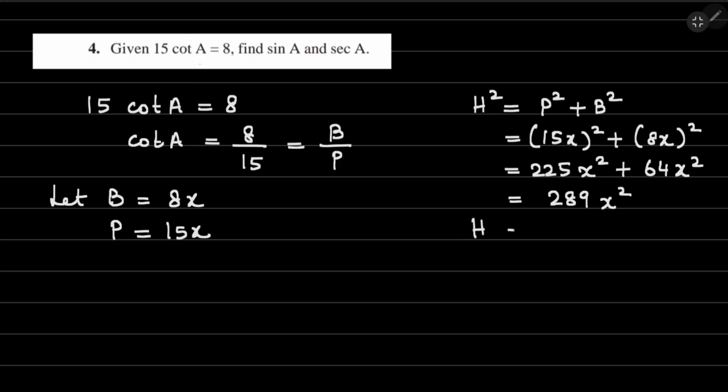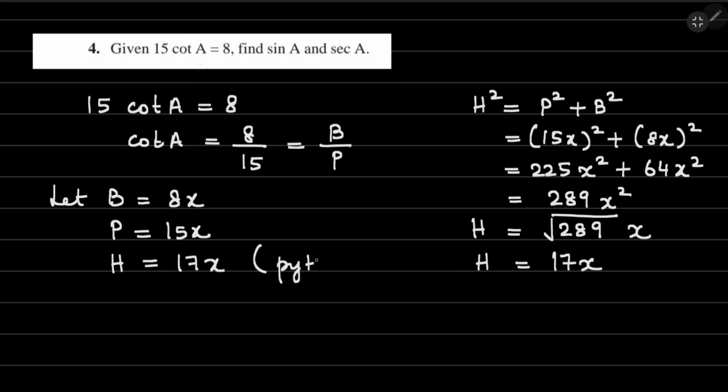So h is nothing but plus or minus root of 289, and the square root of x square is x. The square root of 289 is actually 17. You can remember it: 17 square is 289. So 17x. So h is equal to 17x, which you got using your Pythagoras theorem.